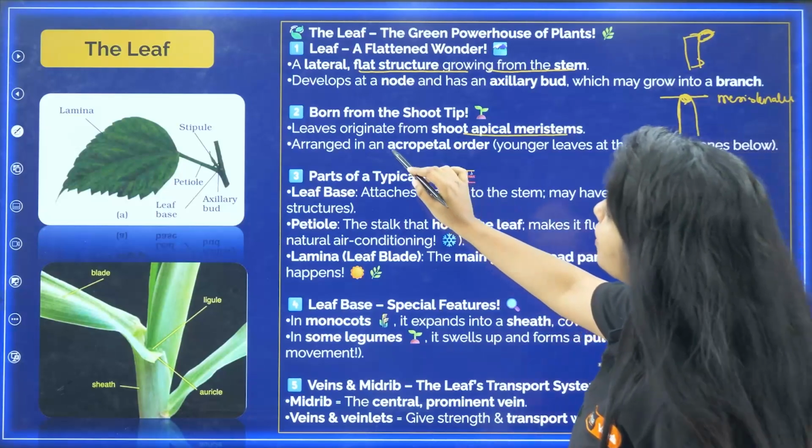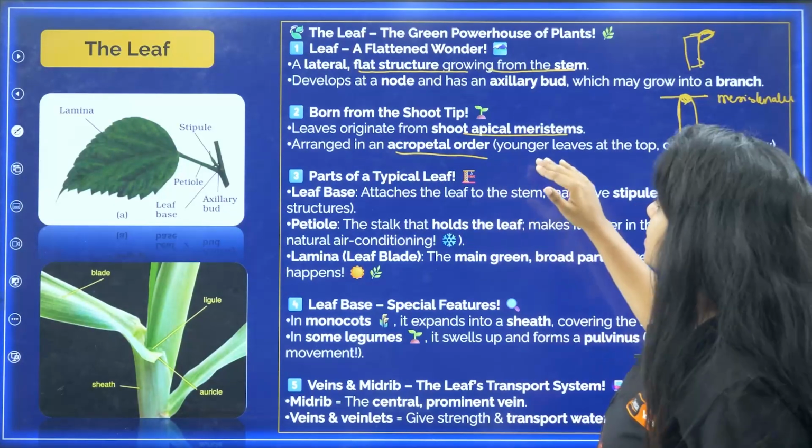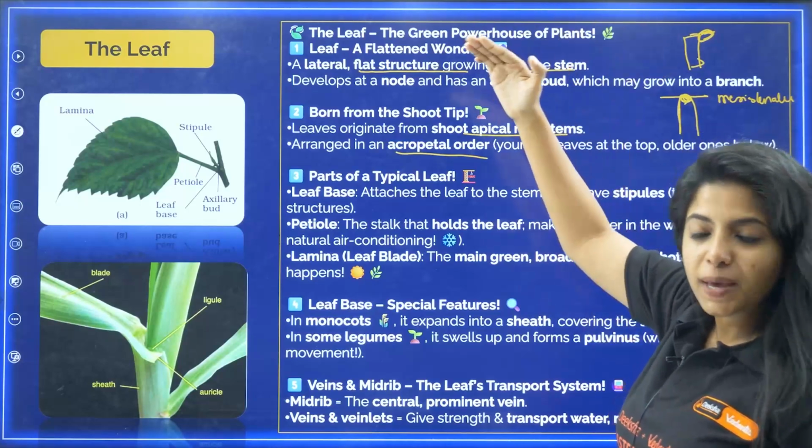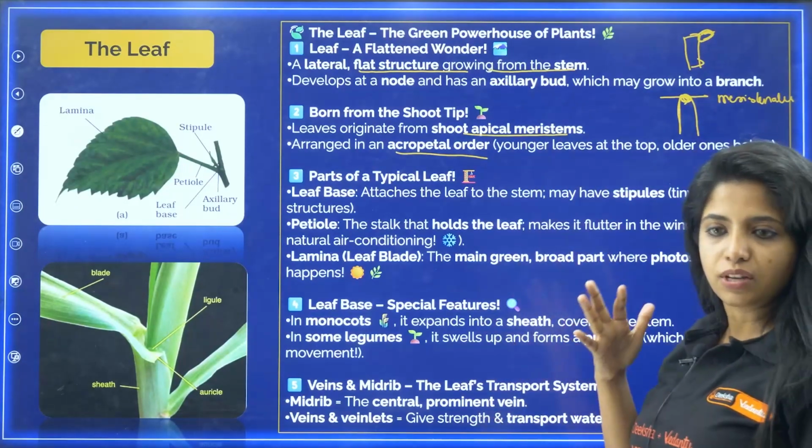So they are going to be arranged in an acropetal order. What do you mean by acropetal order? Acropetal means the younger leaves are going to be at the top and the older ones are going to be at the bottom region. That is how usually the leaves are arranged.